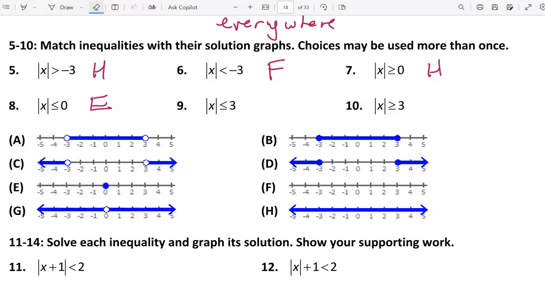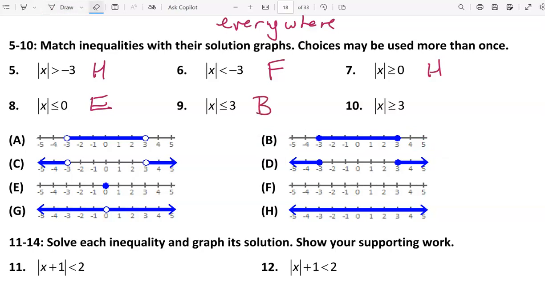And number 9, the absolute value of x is less than or equal to 3. That would be numbers whose distance away from 0 is less than 3. Numbers that are close to 0. So that would be, well, you know what? I said it was A, but that is not true. I just lied to you. It's actually B because we want a distance that's less than or equal to 3. So that would be choice B.